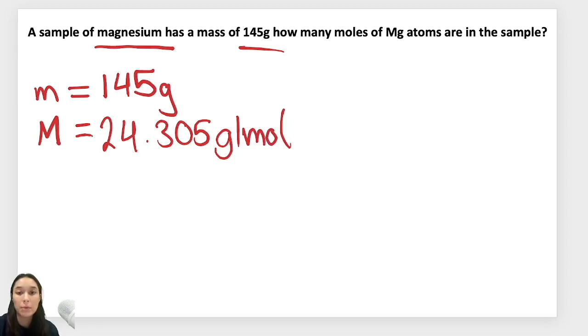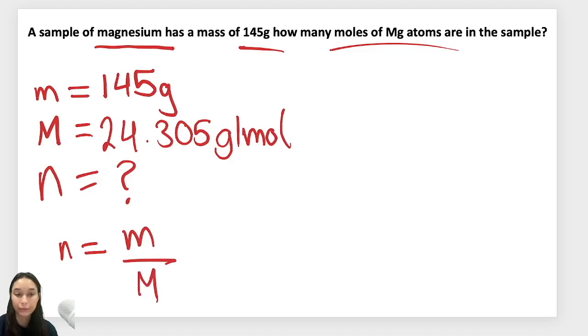And it's asking us how many moles of Mg atoms are in this sample. So our moles are unknown. I always put our n, which stands for moles, equals unknown. So now we have these three variables. We know our mass, we know our molar mass, and we're looking for our moles. So this equation is going to be n equals little m over big M. This is an equation we learned about in Unit 1, where the moles is always going to equal the mass over the molar mass. And you can rearrange this equation to solve for any of the other variables. Let's say you want to solve for mass, you can rearrange that as well, or if you want to solve for the molar mass.